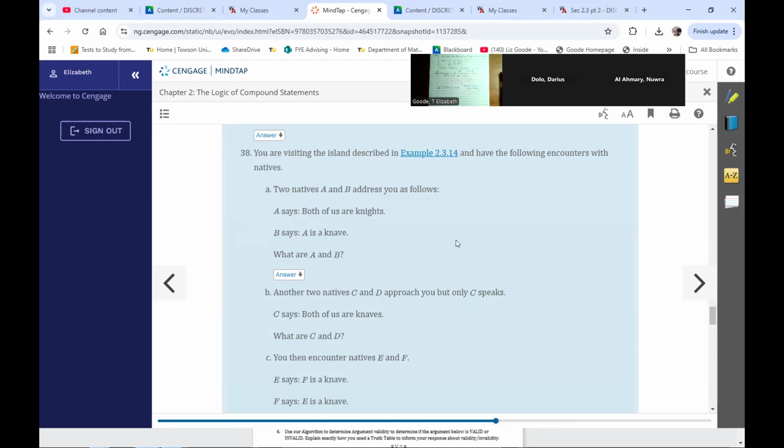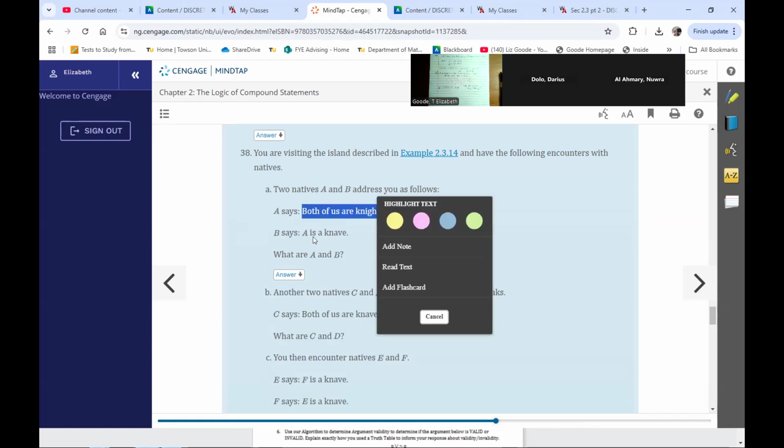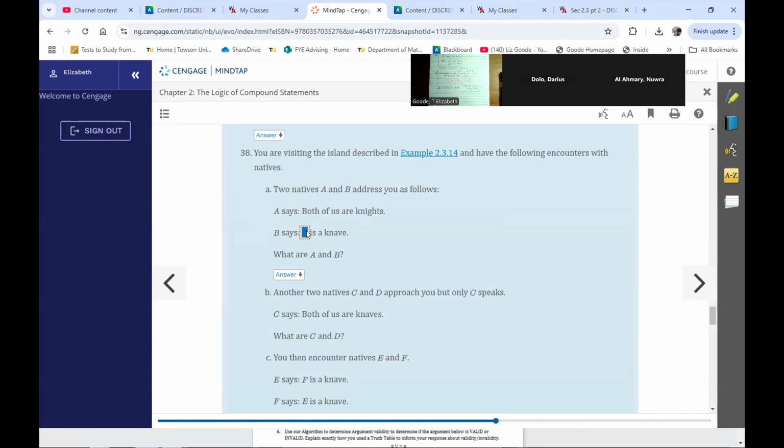Oh. So they can't both be knaves, because if they were both knaves, they would both be lying. That'd be fine for A, but B wouldn't be lying if they're actually both knaves. A is a knave would be true. So they can't both be knaves. Could they both be knights?